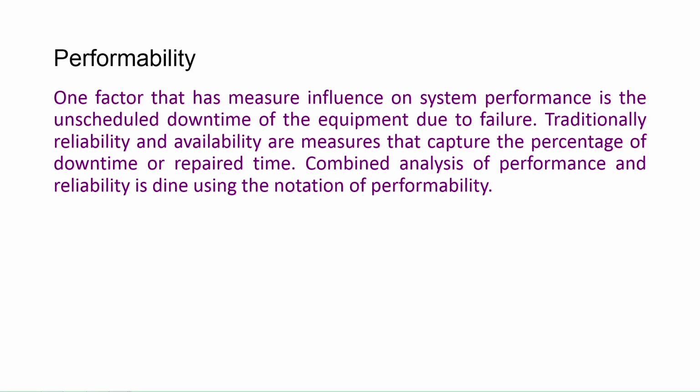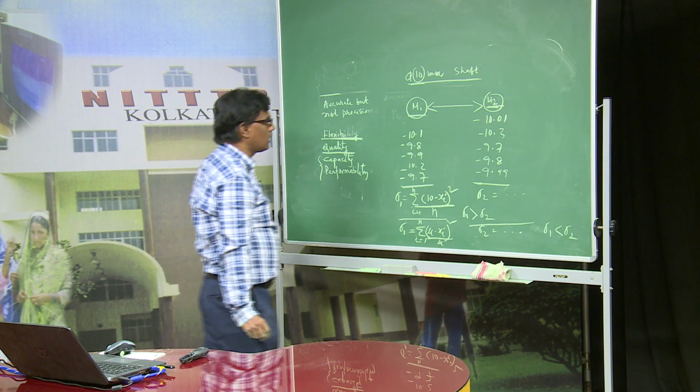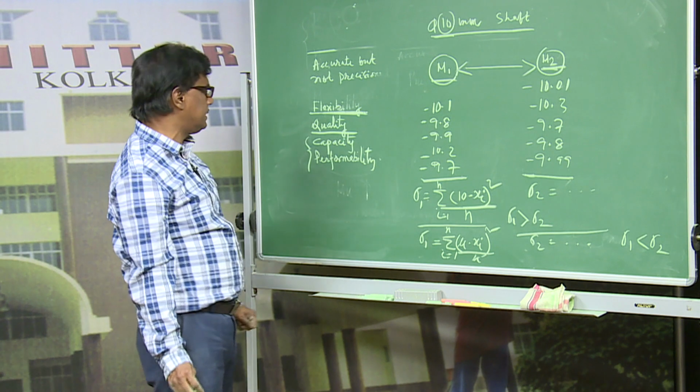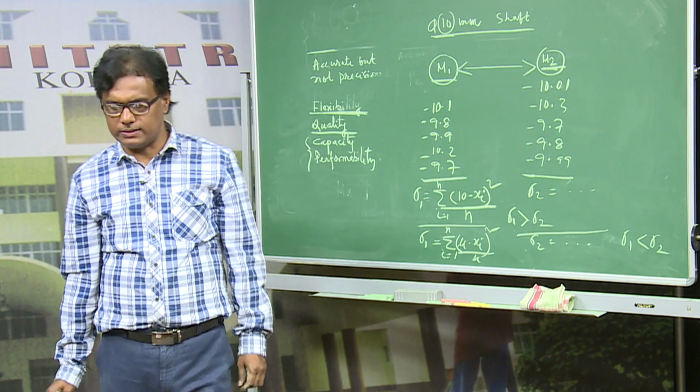One factor that has a major influence on system performance is the unscheduled downtime of the equipment due to failure. That means, in the reverse way, I can call it the reliability of the systems. Traditionally, reliability and availability are measures that capture the percentage of downtime or repair time. Combined analysis of performance and reliability is done using the notion of performability. So, in these lectures I have covered 4 performance measures: flexibility, quality, capacity and performability.